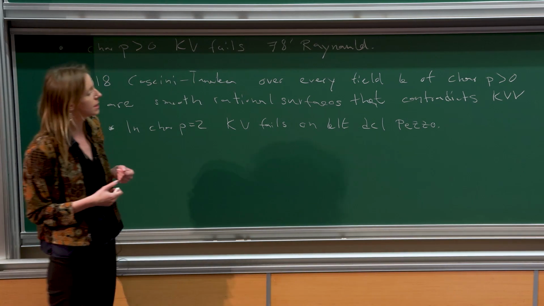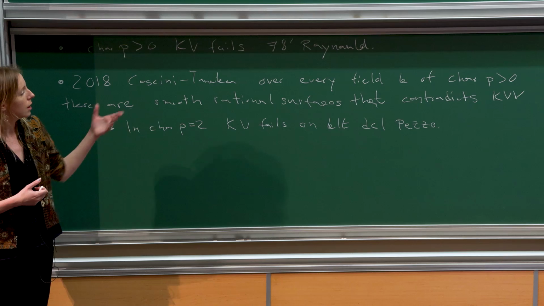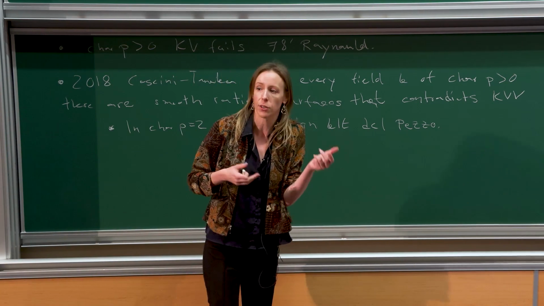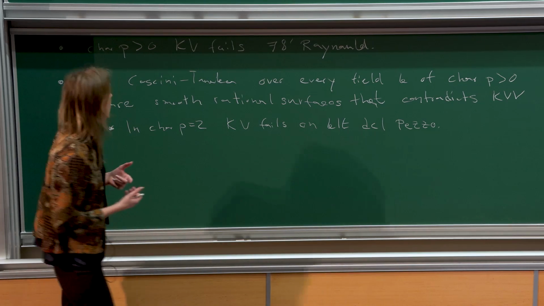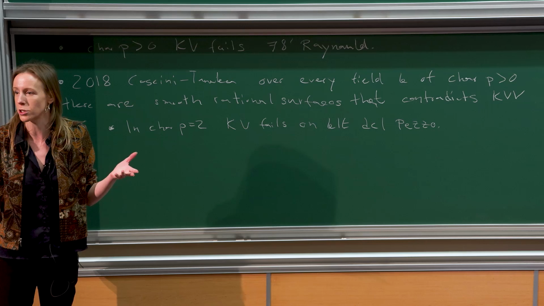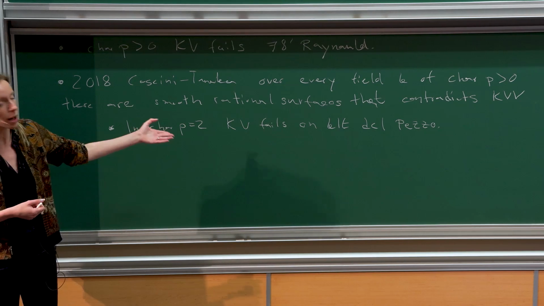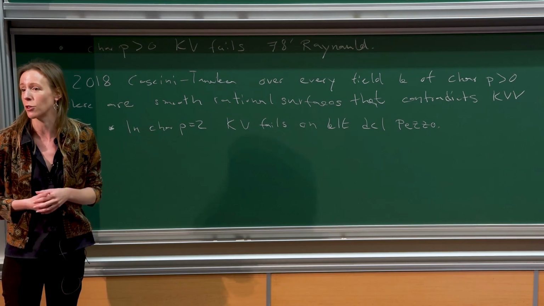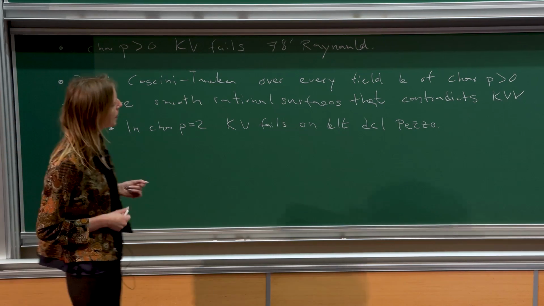So you see there is a difference in the smooth case between having KVV and having Kodaira vanishing. And then there is also a difference between having Kodaira vanishing for a smooth del Pezzo, which of course holds, and then we see that allowing these singularities that are very natural in this context, you don't even have Kodaira vanishing anymore.